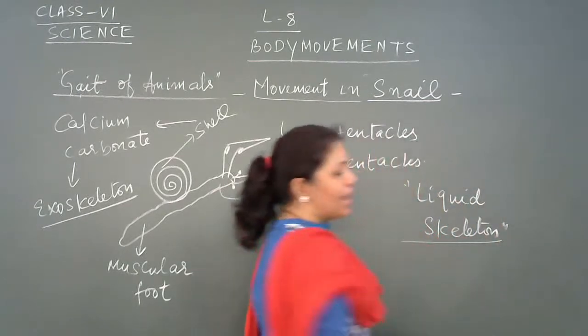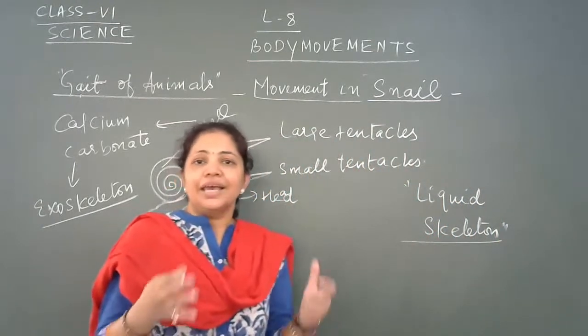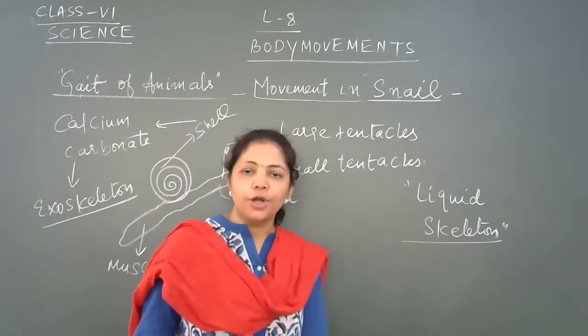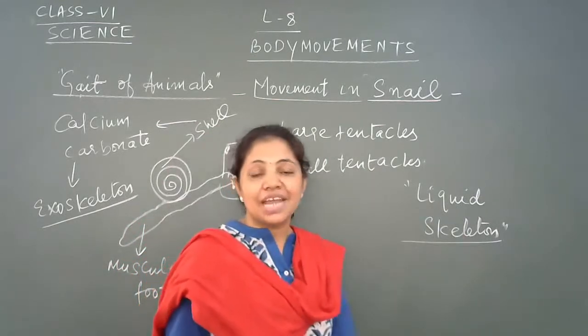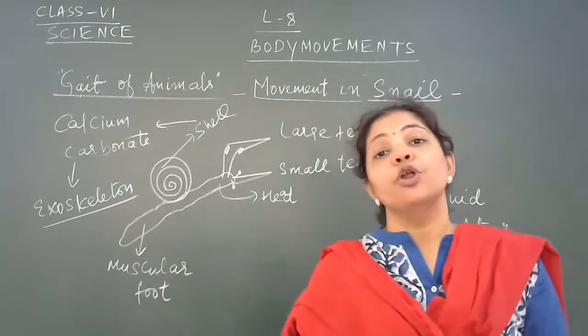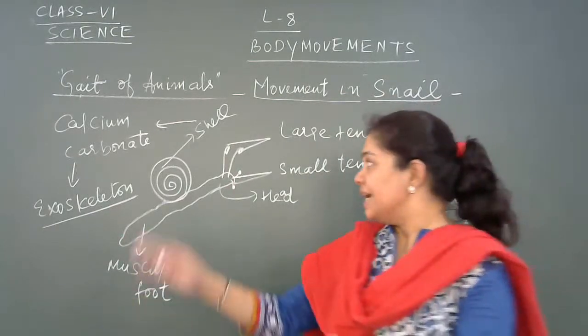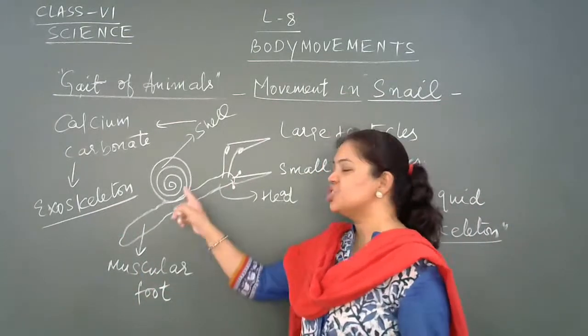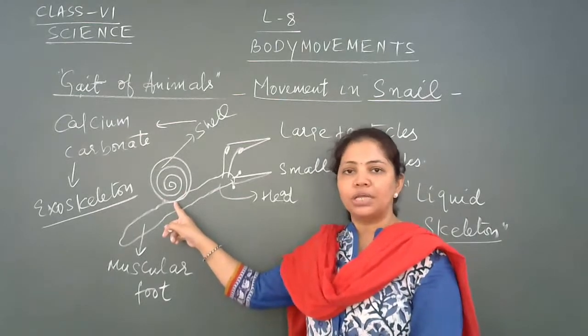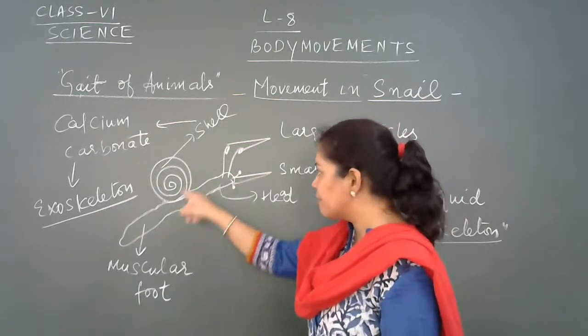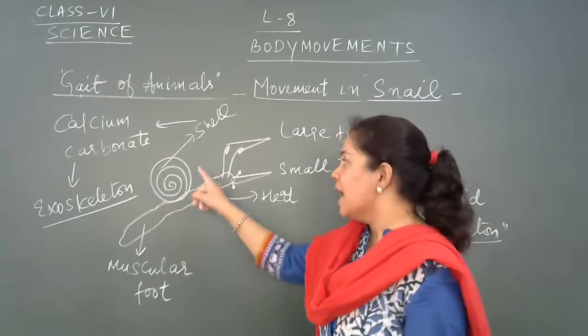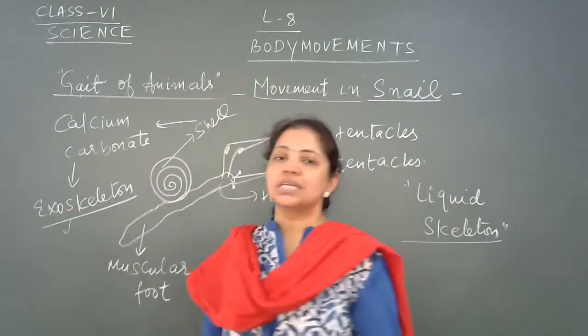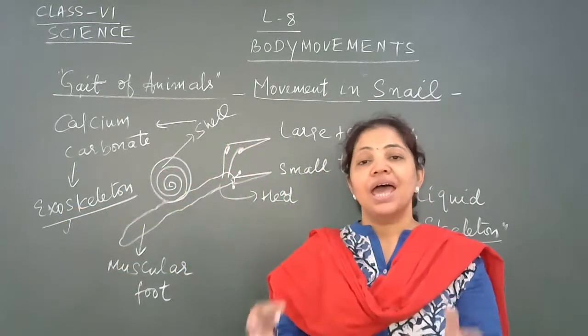That earthworm has got an endoskeleton which is made up of a fluid only, and that is known as liquid endoskeleton or fluid skeleton, right? In case of snail, what happens? The shell is present outside the body. It is attached to the surface of the body of the snail, and we call it as exoskeleton. It is a part of the exoskeleton.